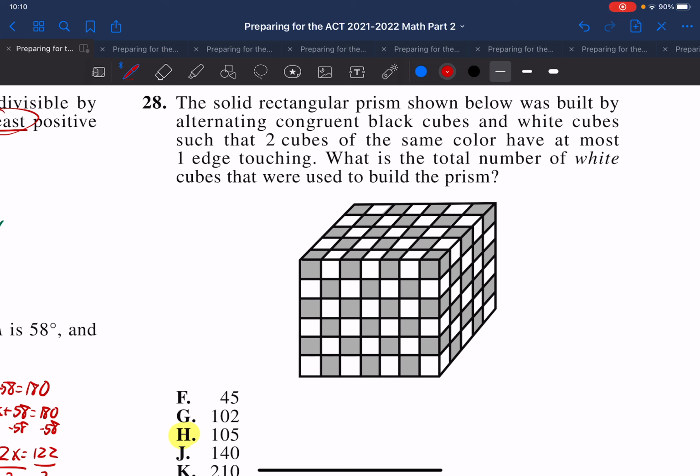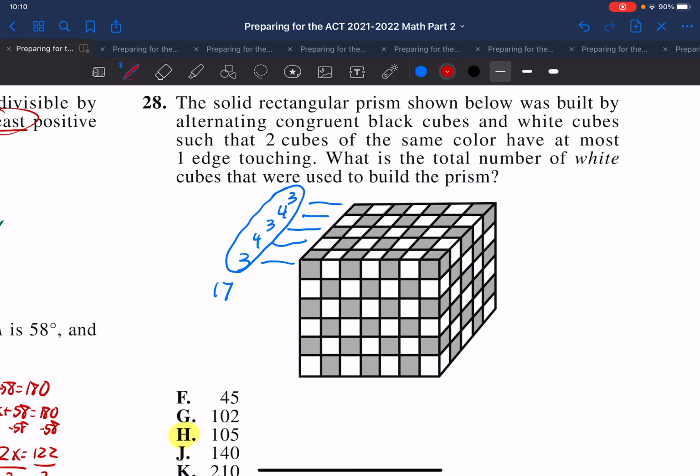All right. So let's look at this top row. How many white cubes are here? 3. How many white cubes are here? 4. How many white cubes are here? 3, 4, 3. So all in all, in this top row, we have 17.